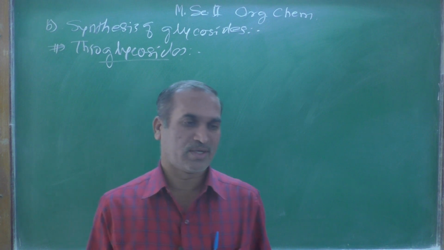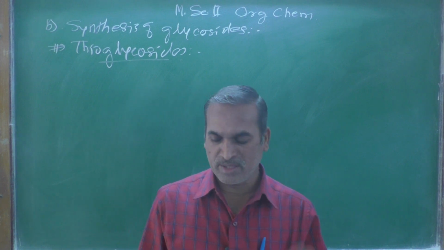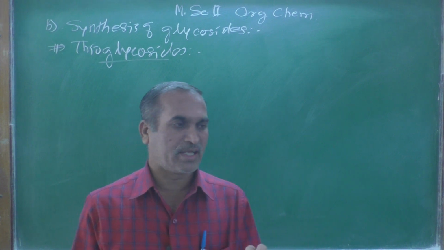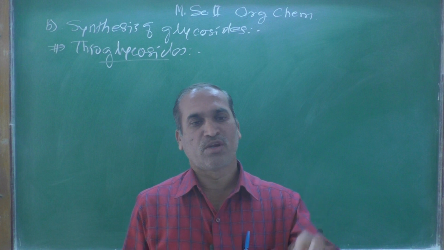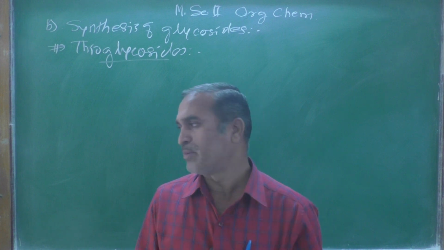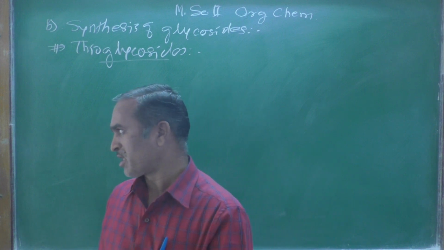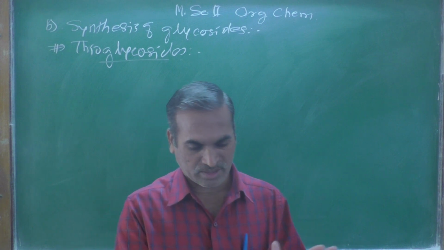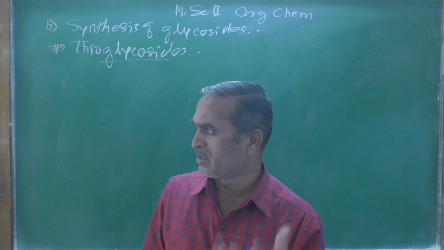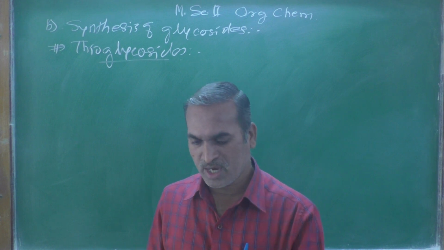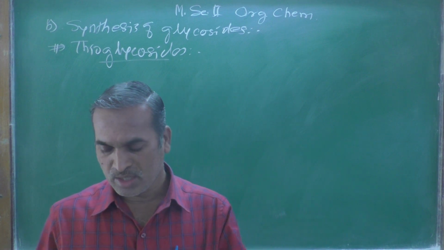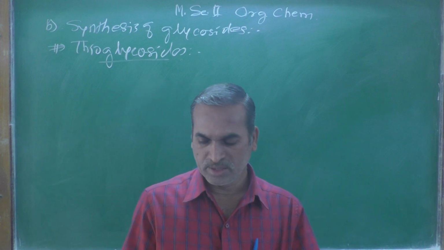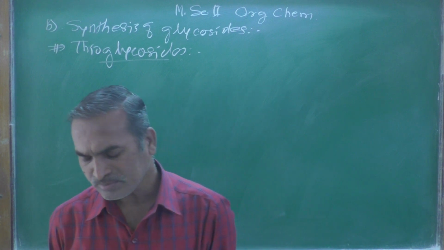So first of all, let's see what we mean by thioglycosides. Thio clearly indicates that they are sulfur-containing compounds, and glycosides, as we know, are derivatives of D-glucose. That's why we are going to learn about thioglycosides.